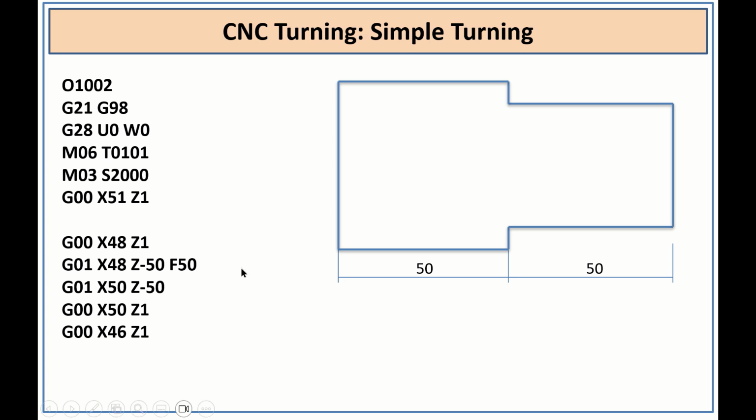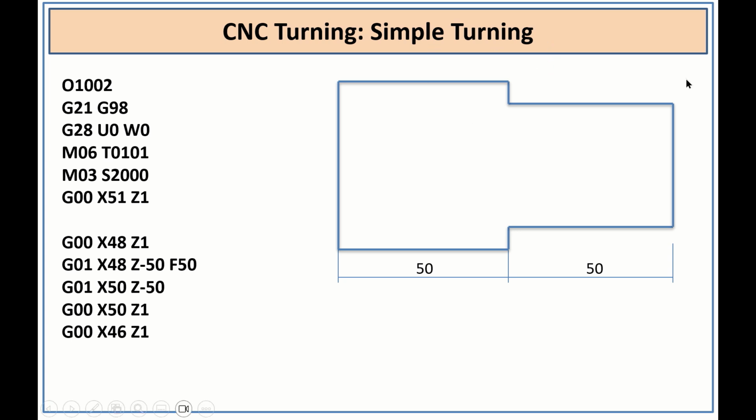Now because I am writing this turning program, I will take the program number as 1002, and the initial cycle I wrote the same as last time for program 1, and again the home position also. From home position I am calling the tool to X51 Z1 because I have taken the same sample dimensions. Now here I need to perform a simple turning operation.